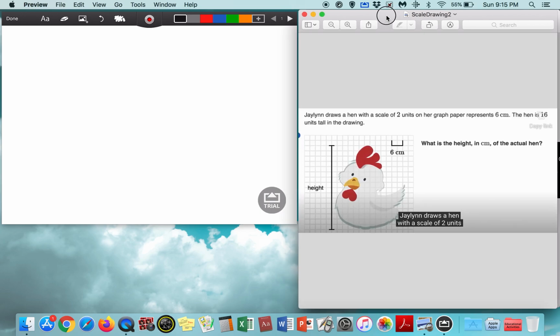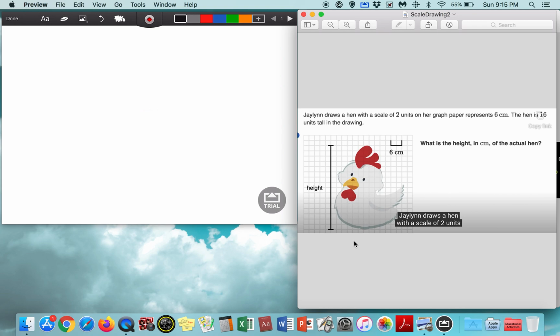So some of the examples are going to be pictures. So it says that Jalen draws a hen with a scale of 2 units. So those units mean the squares in this picture. Represents 6 centimeters. And they said the hen is 16 units tall. So I'm going to put that in the top because I have units in the top. You have to have the same things in the top and then the same things in the bottom.